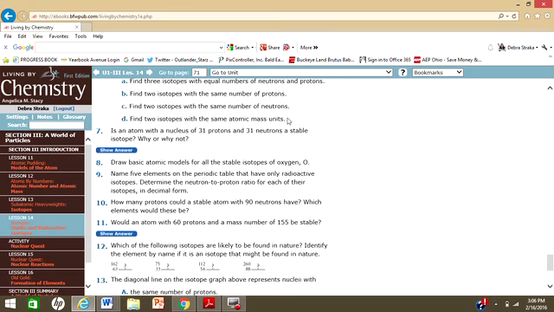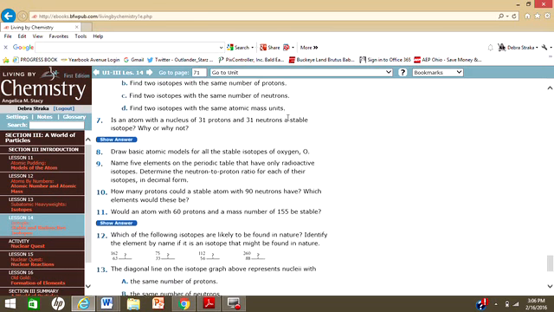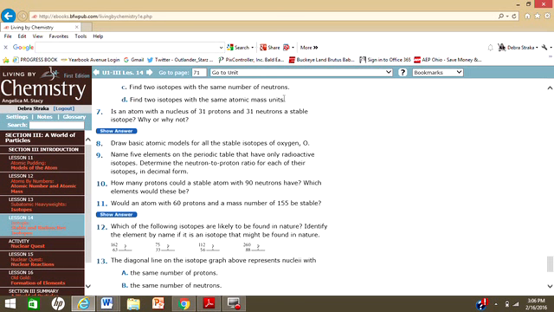Letter D, find two isotopes with the same atomic mass units. Okay, so what will happen is when you add the protons and neutrons together, their atomic mass will be equal. So this is going to be two different elements also, and will not be the same element. Hit pause.